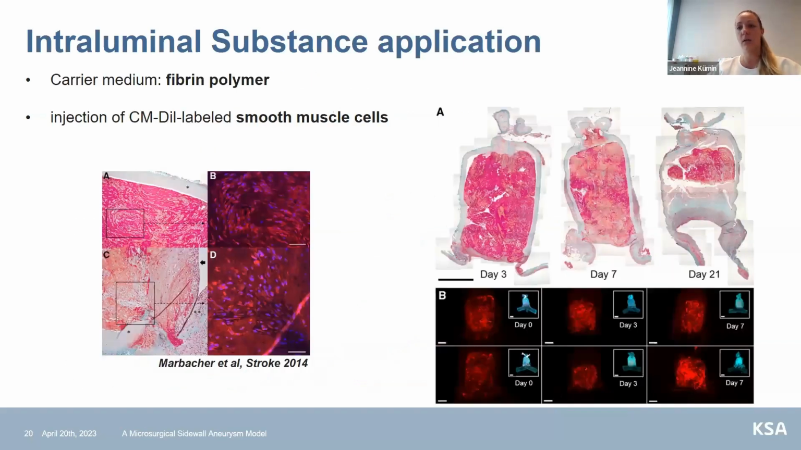Another substance which can be used as carrier medium is the fibrin polymer. Professor Marbacher has a study from 2014, which was published in Stroke, where he injected cmDil-labeled muscle cells into a fibrin polymer right into the aneurysm dome prior to surgery. This was also tested to see if it improves the neointima formation and healing of the aneurysms.